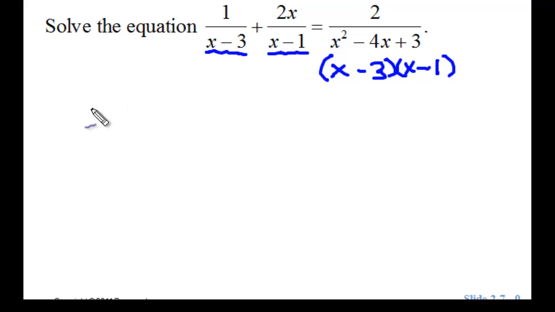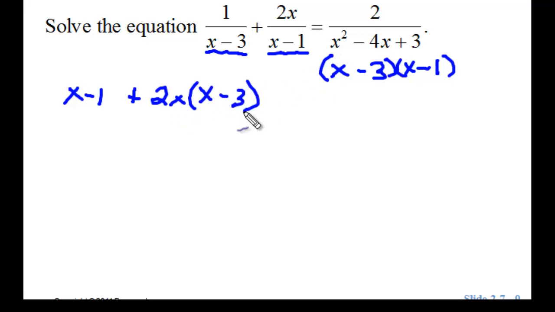So this will be x minus 1 times 1 plus 2x times x minus 3. And there's nothing missing from this side, so we have 2. And all of this is over x minus 3 times x minus 1. Same denominator on each fraction, so we can multiply through and eliminate them. So this is the equation we come up with.